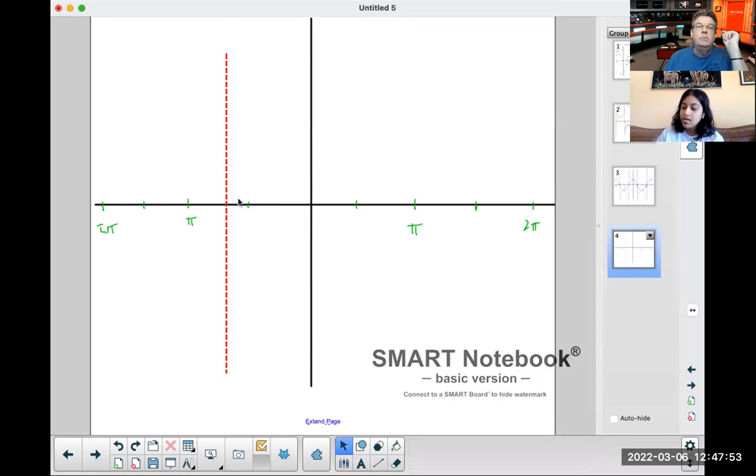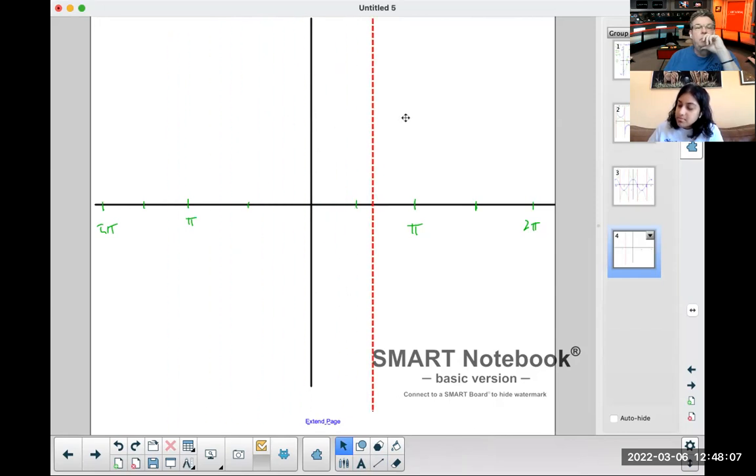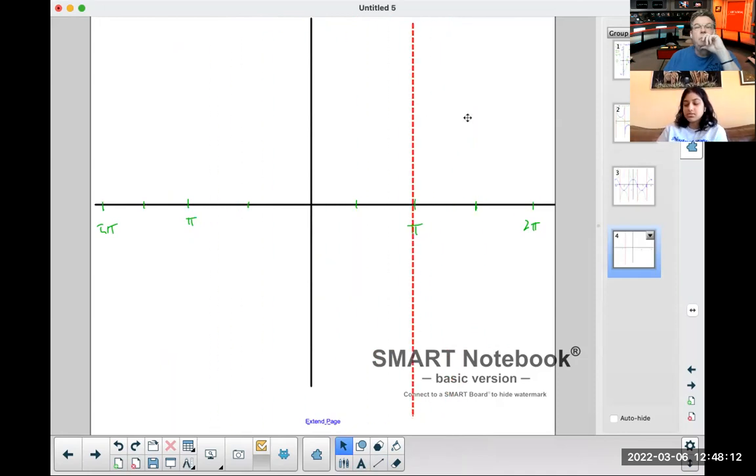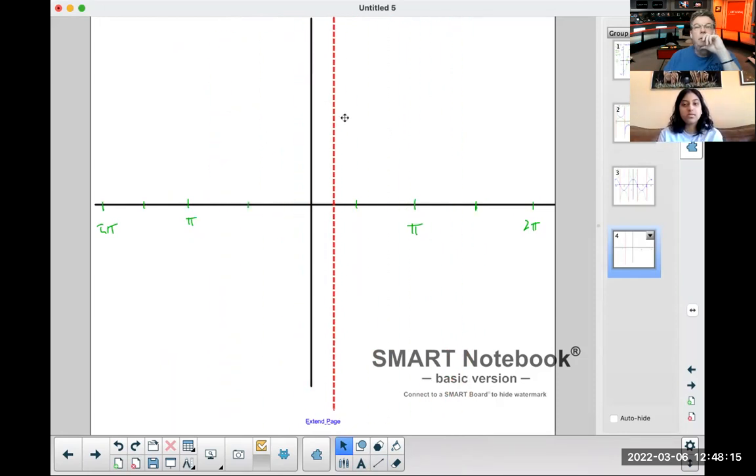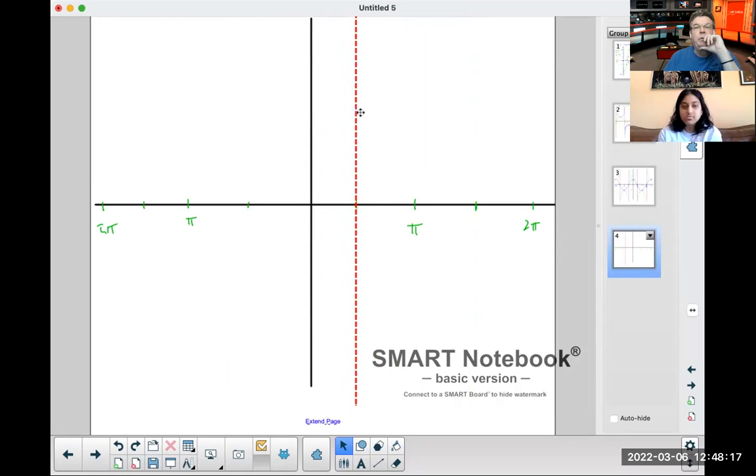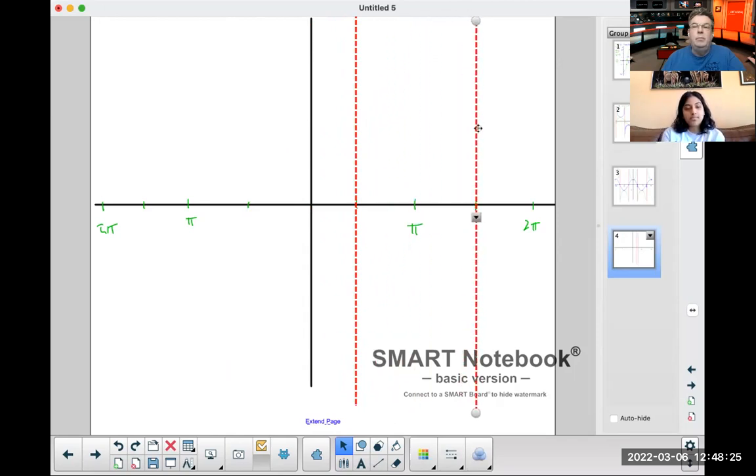Isn't it just like 90 degrees and 270 degrees? Yep. Sine over cosine, wherever cosine is 0, right? So it's the same as secant, right? Yep.